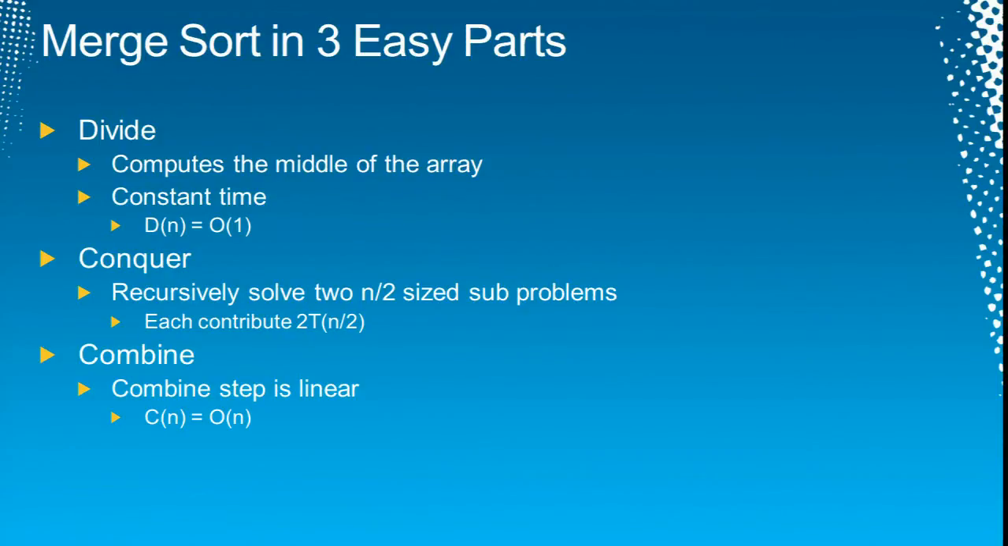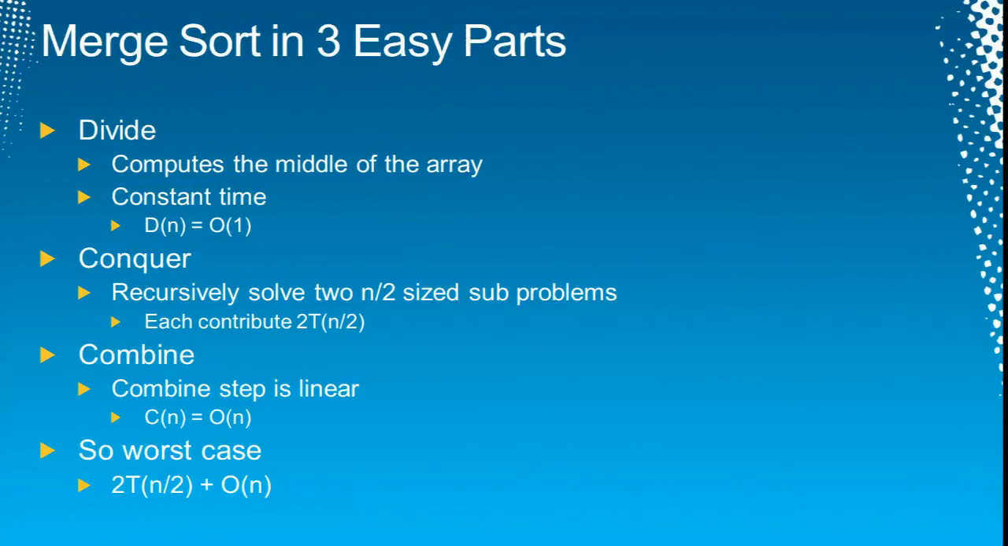The bigger the two lists are, the longer that's going to take. Now that means that step is linear, so it adds big O(n) to the total. So what we've got here is, in the worst case, it's going to take us 2T(n/2) plus O(n) to do that.